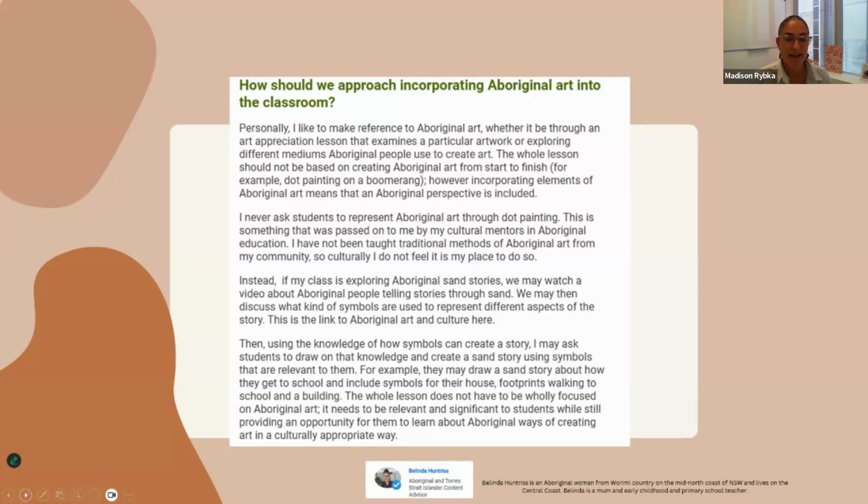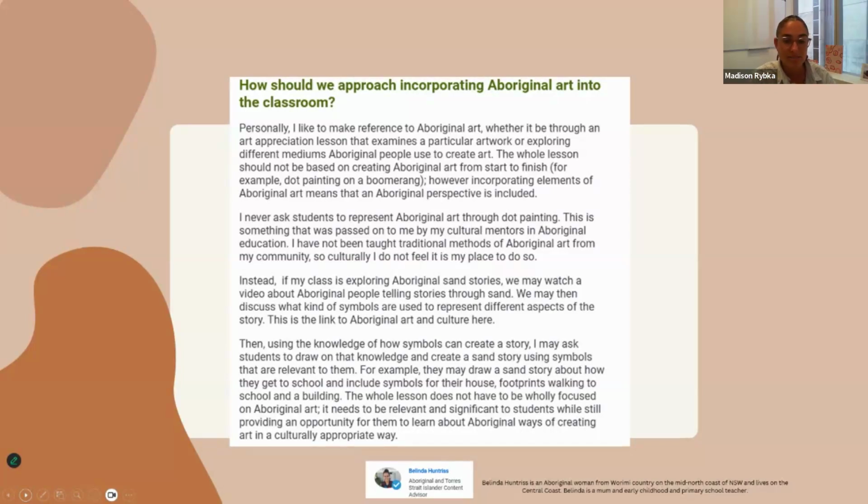And then you can start looking at how artwork holds stories. So you may want to look at expanding how students create their own stories, whether that would be writing an actual narrative, whether it be looking at sand stories, which Indigenous people use, and I know a lot of early childhood centres do as well.